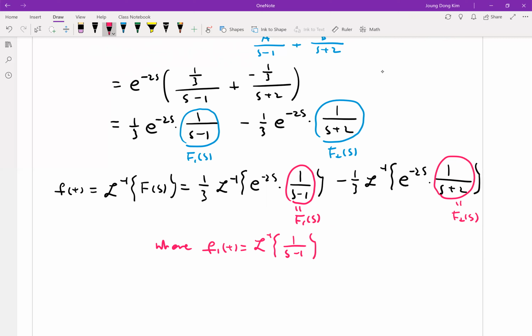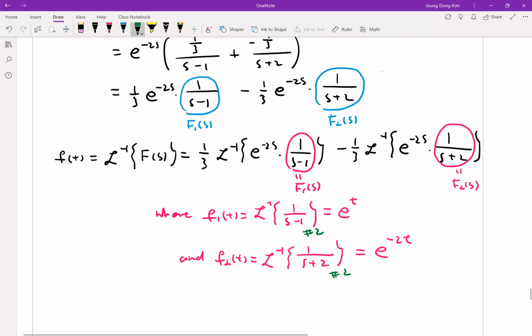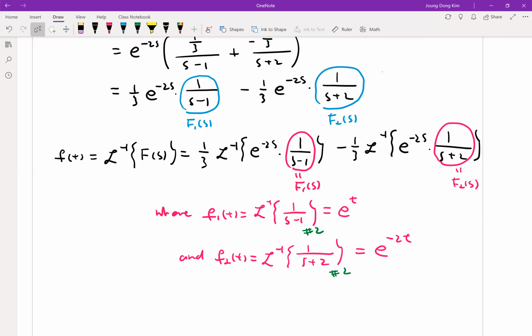What is that? Just check number 2. It is e to the t, right? And f2 of t is equal to the inverse Laplace transform of 1 over s plus 2. That is e to the minus 2t. Same thing, check number 2. We are almost there. These are f1 and f2.